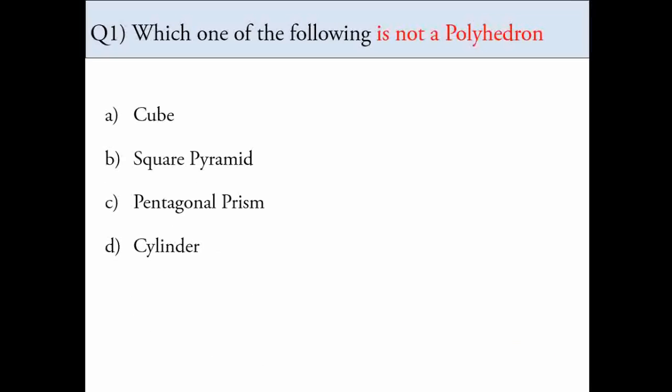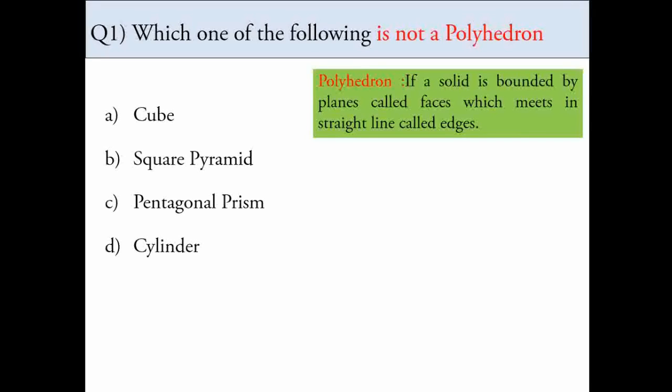The first question, which one of the following is not a polyhedron? The options are cube, square pyramid, pentagonal prism and cylinder. Okay, so a polyhedron is nothing but a solid bounded by planes called faces which meet in straight lines called edges. Such types of objects are called polyhedrons.